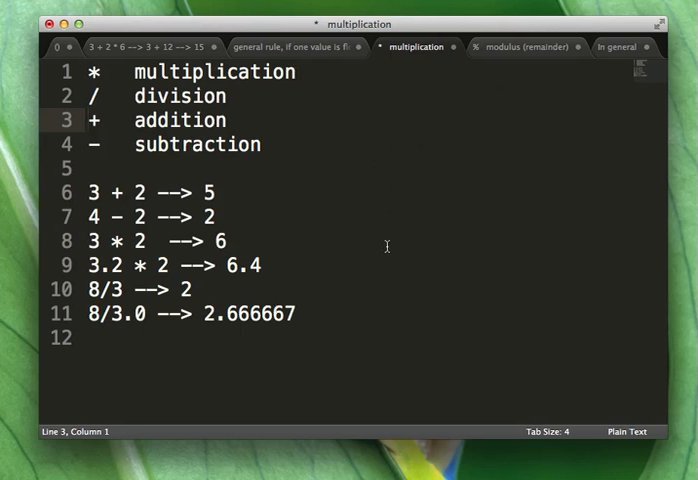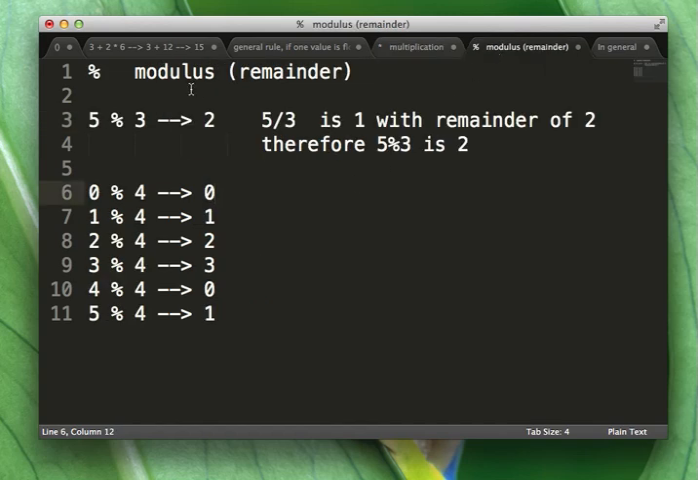The operator that most people will have trouble with is actually the modulus operator. It's actually the remainder operator. So what it calculates is the remainder of the division between the first operand and the second operand. So if you take 5 and you divide it by 3, you get 1, but you also get a remainder of 2. So therefore, 5 modulus 3 is actually 2.